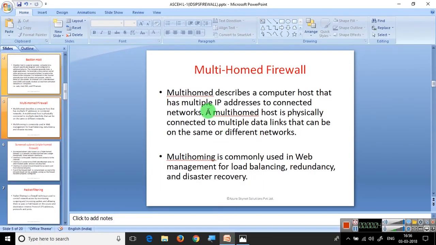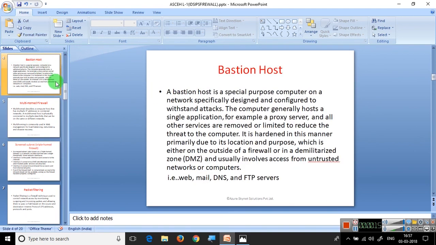In this video I'm going to explain what a bastion host firewall is, what a multi-homed firewall is, and what a screened subnet firewall is. So first, the bastion host firewall. A bastion host is a special purpose computer on a network specifically designed and configured to withstand attacks. The computer generally hosts a single application.